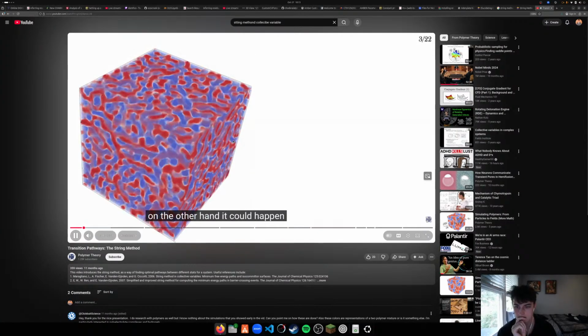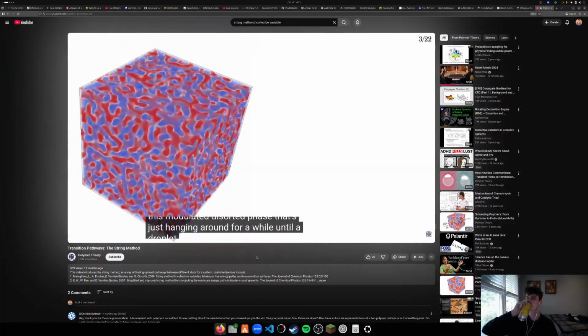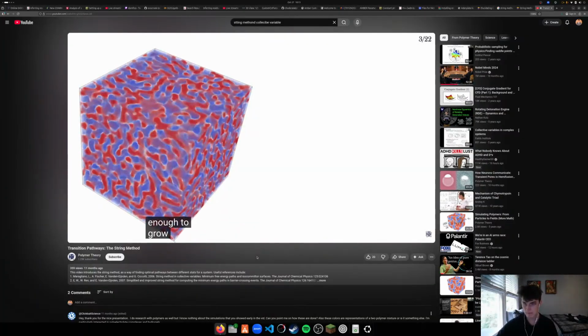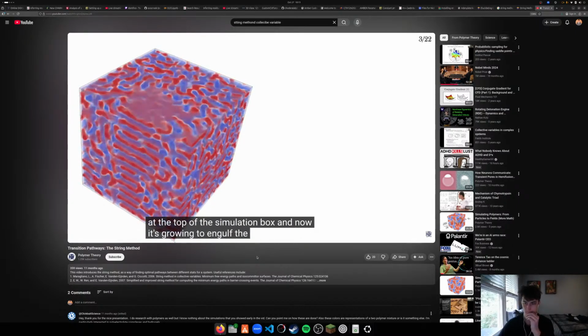On the other hand, it could happen that the initial state is metastable, like this modulated disordered phase that's just hanging around for a while until a droplet of the lamellar phase happens to randomly appear and happens to be large enough to grow. You can see it starting to appear at the top of the simulation box, and now it's growing to engulf the system.